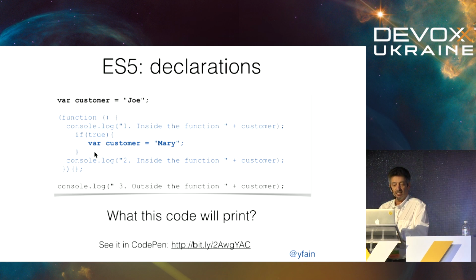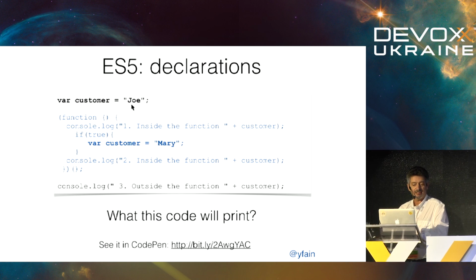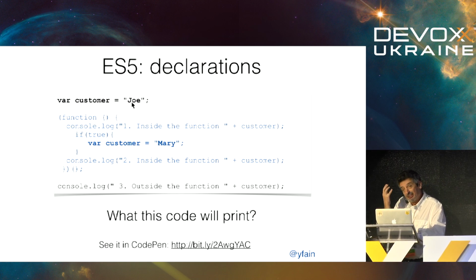In this case, I had variable customer. I initialized it with Joe. At this very moment, it seems to be Joe, but I declared another variable customer again. So its declaration was hoisted to the top. Initialization is not hoisted. So this declaration overrode that declaration, and it's not initialized yet.